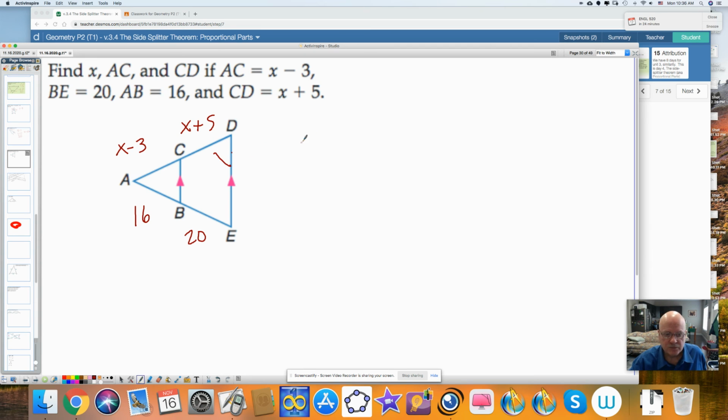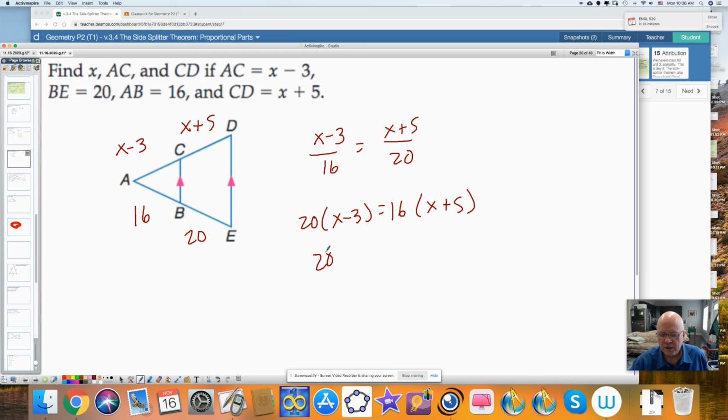X minus 3 is to 16 as X plus 5 is to 20. I'm going to cross multiply. So I have 20 times X minus 3 is equal to 16 times X plus 5. I'll distribute: 20X minus 60 is equal to 16X plus 80. Now you get 4X is equal to 140, or X is equal to 35.